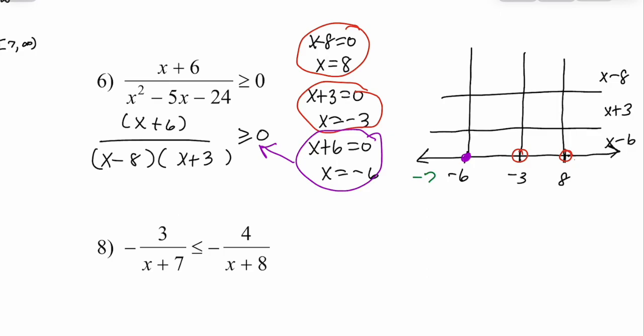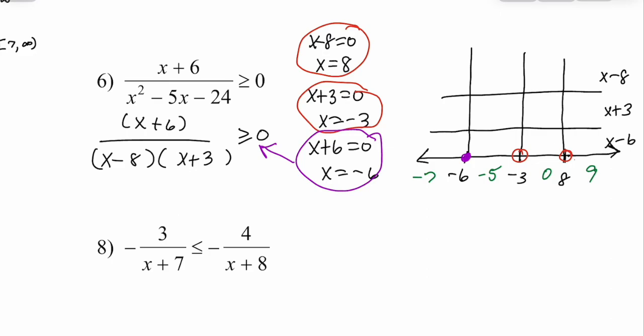I noticed on one of the problems yesterday, you had to choose a decimal because it was somewhere between negative 1 and negative 2, so negative 1.5, just something in that region. So if you have to choose a decimal, you have to choose a decimal. Here, let's go negative 5, 0, and 9. So let's plug them in.